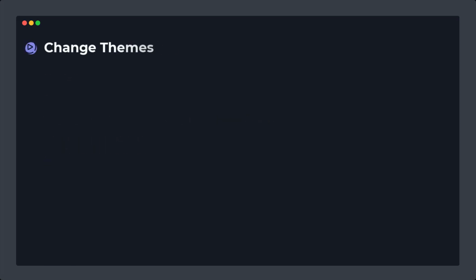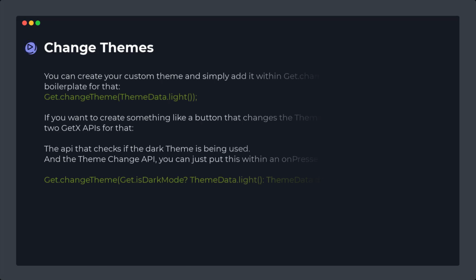And also you can deal with the themes using GetX. You again have to use the GetMaterialApp, and to change the theme, you just have to call Get.changeTheme and pass ThemeData.light or ThemeData.dark, and that's it. So these are the basics of GetX state management.